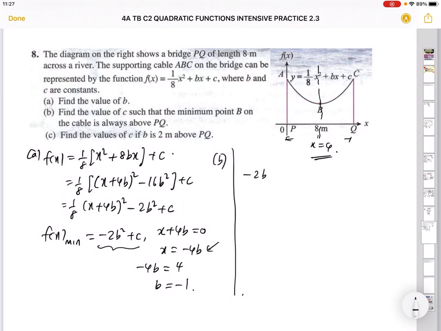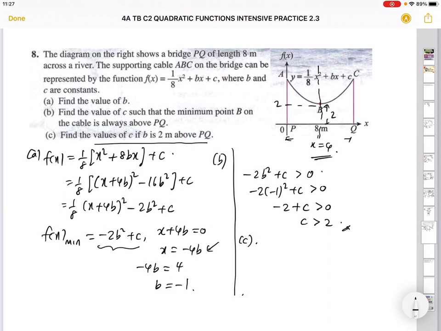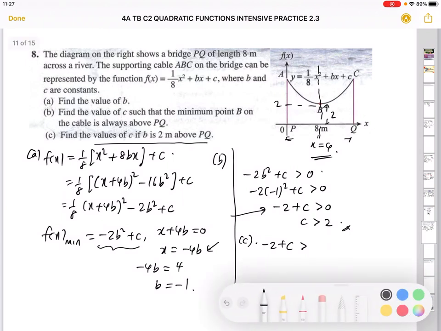So since I know B is negative 1, I'm going to put negative 1 here. I square it plus C more than 0. Minus 2 plus C is more than 0. C is always more than 2. But part C, they say find the value of C if B is 2 meter above PQ. If it's 2 meter above PQ, that means your minimum value is 2. So now let's take our minimum value, which we can just use this result, right? Because this is the same thing. This is your minimum value, right? Minus 2 plus C is now exactly 2. So my C is just 4. Okay, that's number 8.